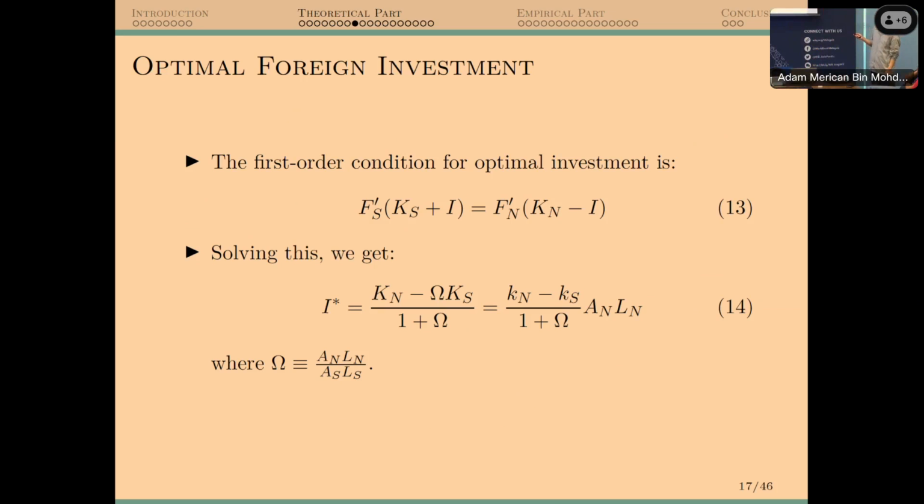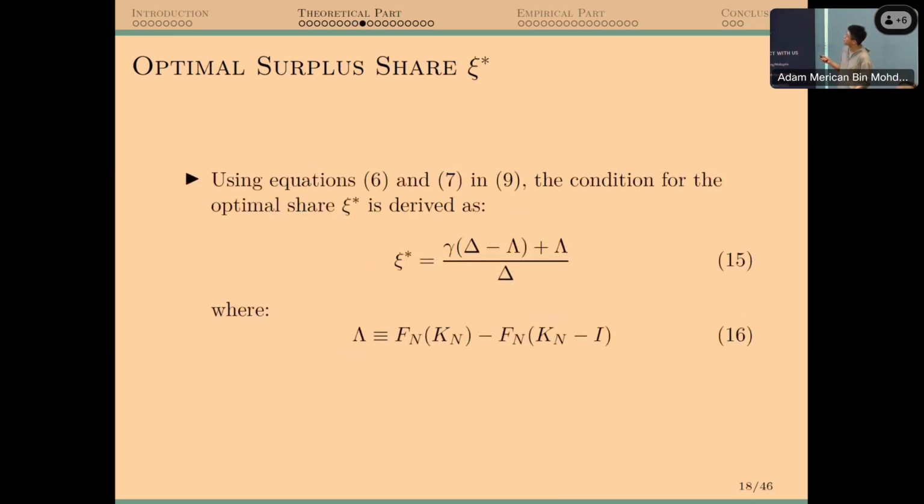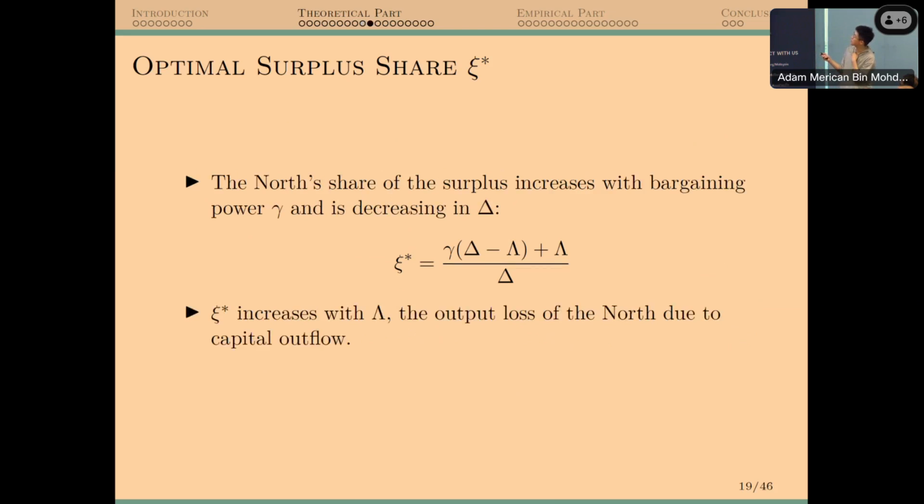So we now solve the optimal I, we need to solve for the optimal Xi, which is the proportion of the surplus transported back to the north. Okay, so for the optimal surplus share, we can get this equation. So delta is the surplus, and this lambda means the loss of the north country, of the rich country, after it gave out the FDI, the loss of its production, right? This is their previous production minus the production when they have FDI to the south country. Okay, so from this equation, we can see that the surplus increases with the bargaining power gamma, which is to say if the bargaining power of the north country is high, then it can get more surplus.